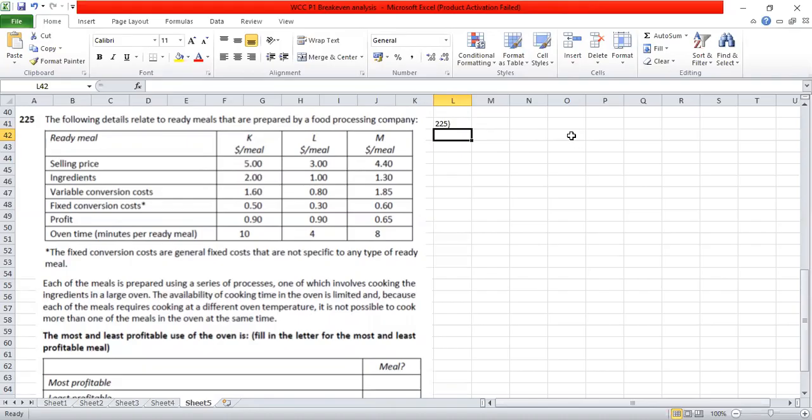225. There are three different types of meals. Okay, we have L, then we have M. The selling price is given, then the costs are given.